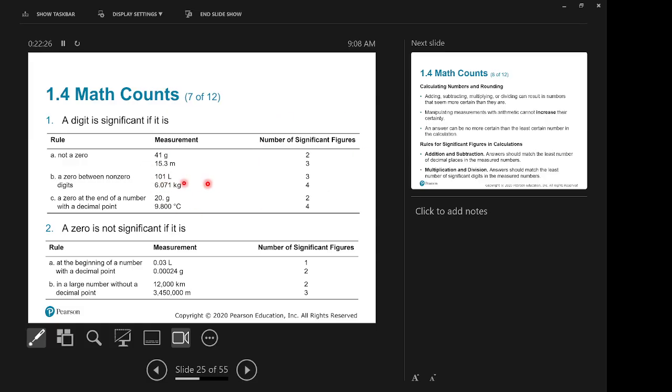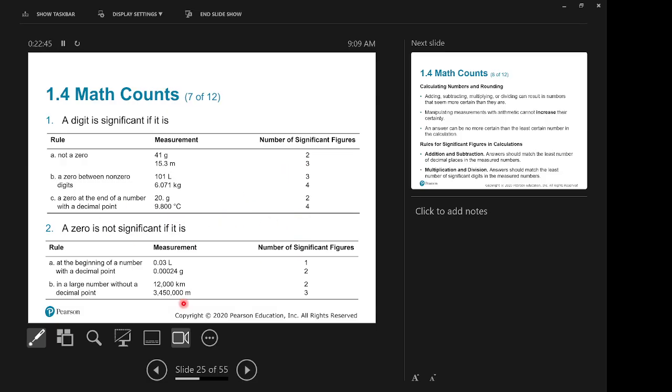Okay. And so a 0 at the end of a number with a decimal place, those are also significant. And so we have 20 period, and that is 2 significant figures. Here we have 9.800, that is 4 significant figures. Is everybody okay with those examples so far?